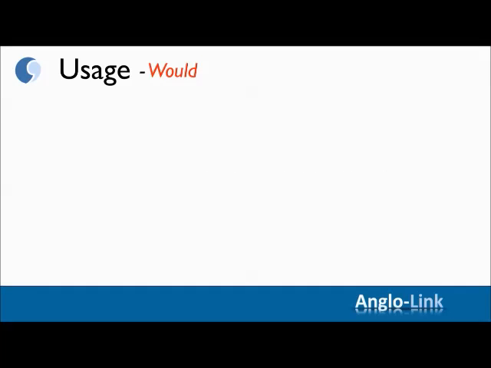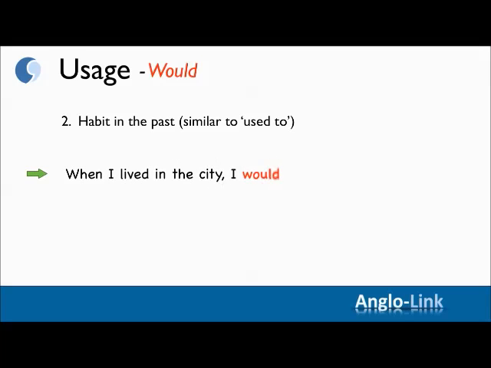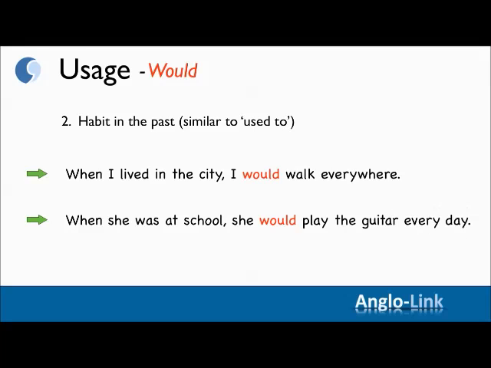The second usage of would is a habit in the past. This is similar to used to. For example, when I lived in the city, I would walk everywhere. When she was at school, she would play the guitar every day.